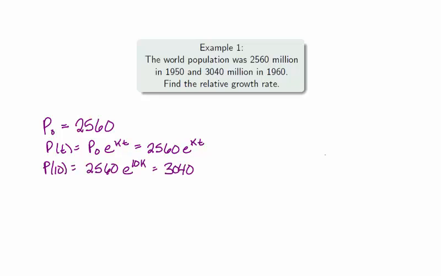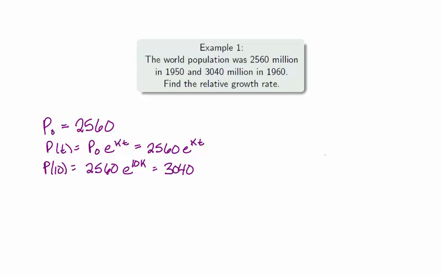Note that our initial population is p sub 0 equal to 2,560. So p of t equal to p sub 0 e to the kt is equal to 2,560 e to the kt. 10 years later, we are given that the population is 3,040 million. Writing this in equation form, we get p of 10 is equal to 2,560 times e to the 10k, which is equal to 3,040. To find the relative growth rate k, we must solve the equation for k.